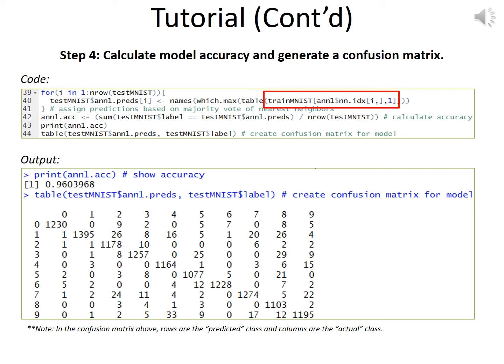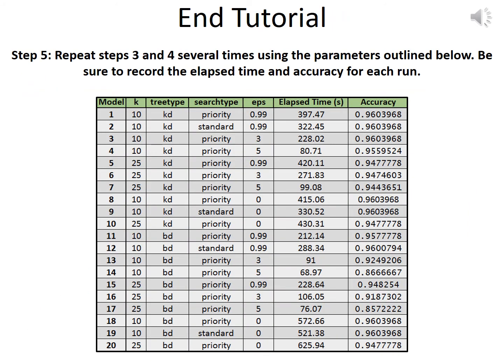Next, we need to assign a predicted class label to each testing instance. This is accomplished by the which.max function on line 40. This function acts like a majority vote and assigns the most frequently occurring class label from its k-nearest neighbors as the predicted class label of a given testing instance. Then, on line 42, we compare the predicted labels with the actual labels and calculate accuracy. Finally, a confusion matrix is created to help visualize model performance. At this point, we have successfully created an approximate nearest neighbor classifier, made predictions on a testing set, and evaluated model performance in terms of accuracy. As such, we have accomplished the first goal of this study.